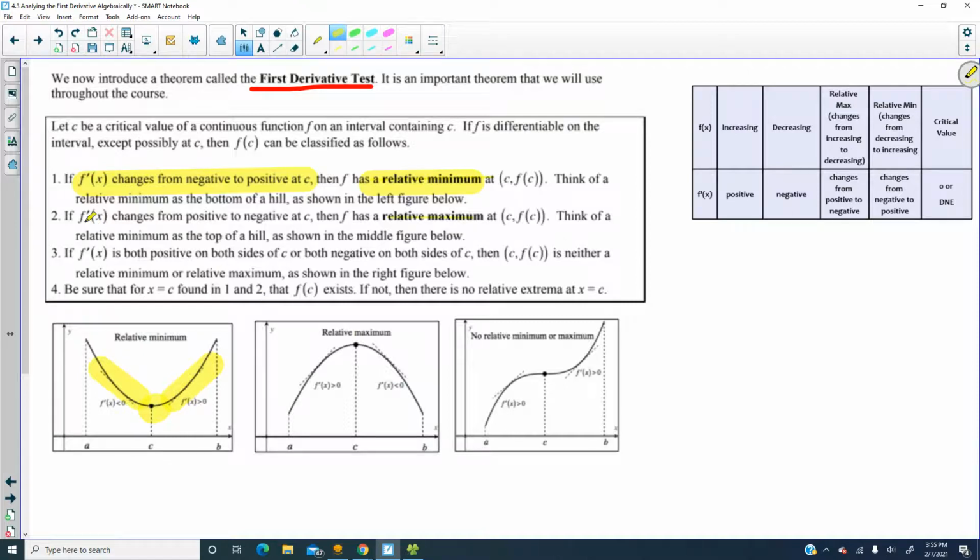For a relative maximum, I need f prime to change going from positive to negative. So we'll use that information here. If you don't see a change, then there will not be a relative minimum or maximum.